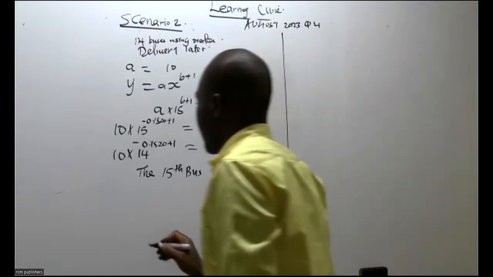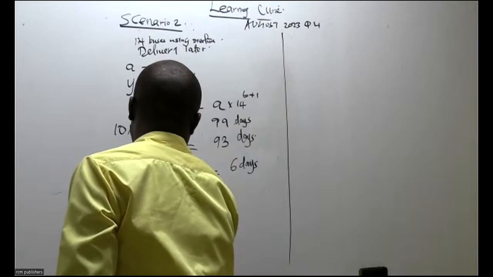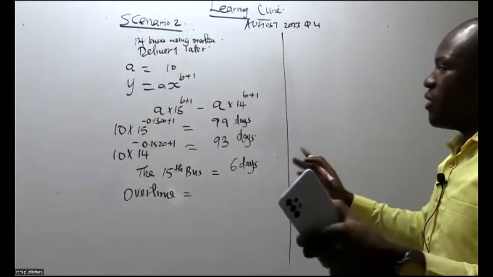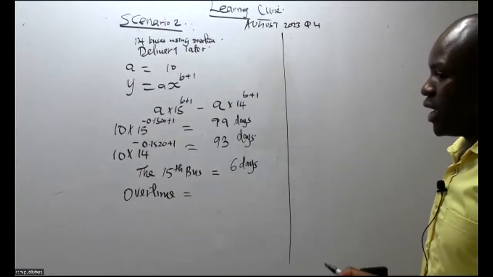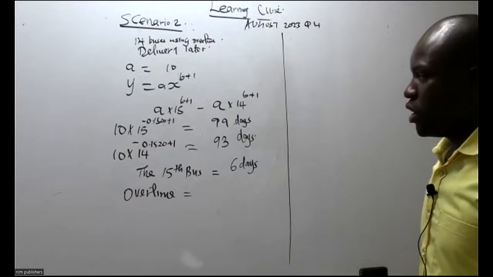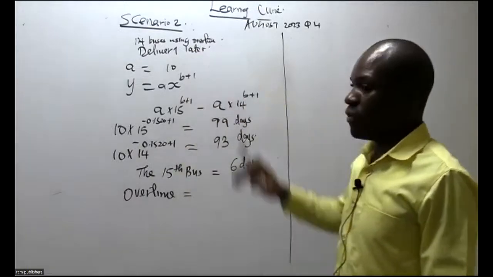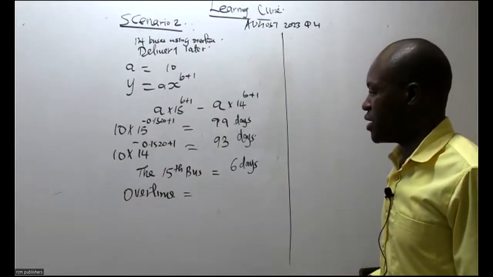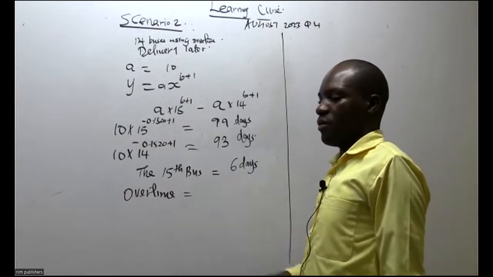Good. Having done that, overtime. Someone to help me get the overtime. In a normal working week, the normal working time or days should be 92. But for you to produce the 14 buses by use of overtime, you've taken 93 days. My question is, how many days are there under overtime?